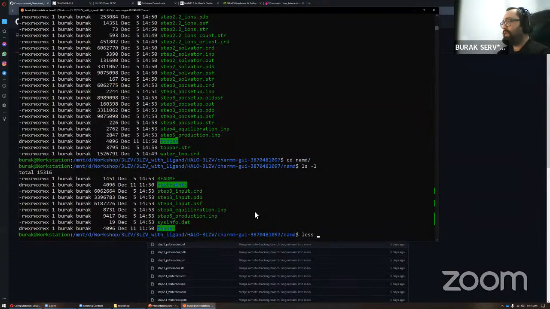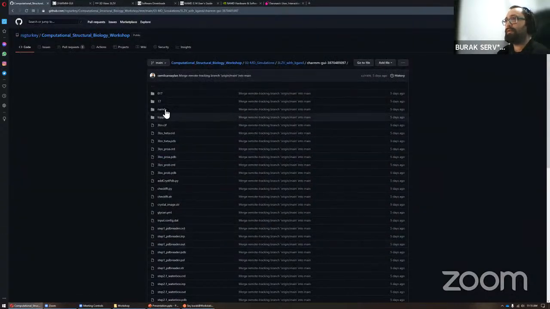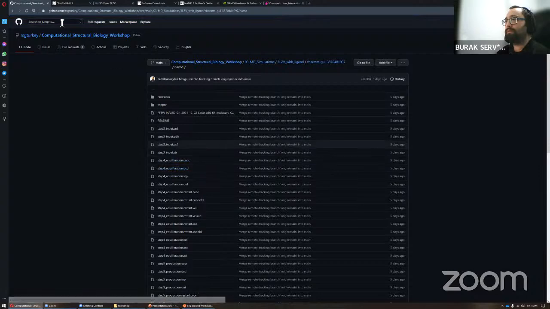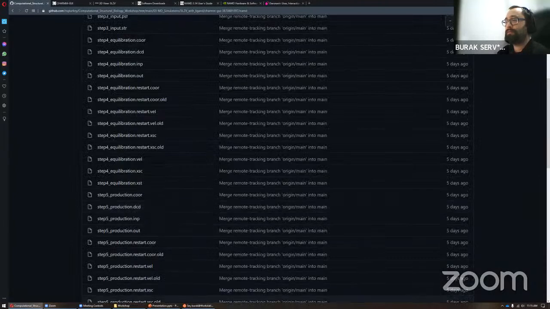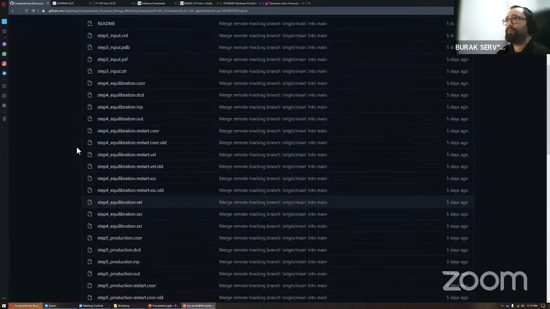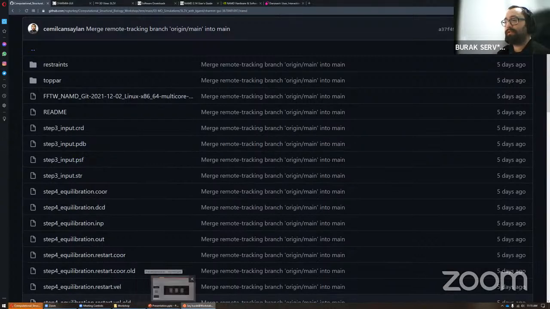Now we should use the less command to check these files. Okay. The first line is about calling structure or coordinates files, and you can see step 3 input PSF, or I want to show these files. Step 3 input. Yeah. These two files. We're gonna call these two files to start our simulation.